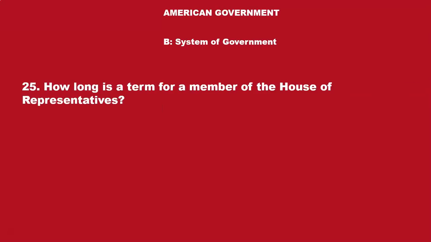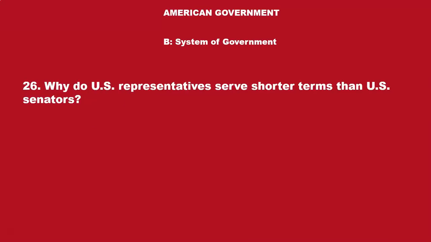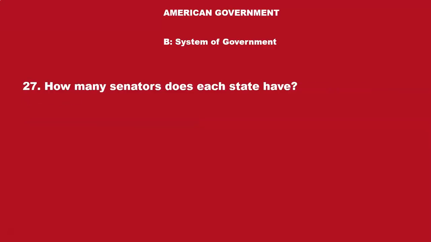435. How long is a term for a member of the House of Representatives? 2 years. Why do U.S. representatives serve shorter terms than U.S. senators? To more closely follow public opinion.